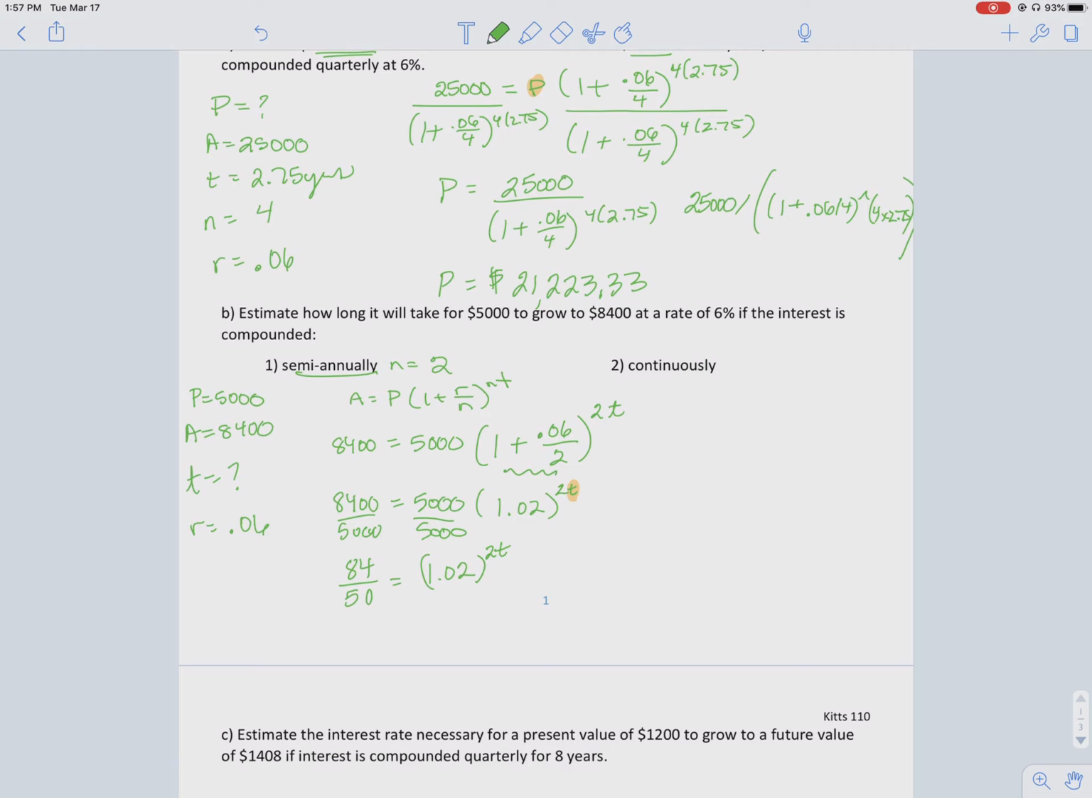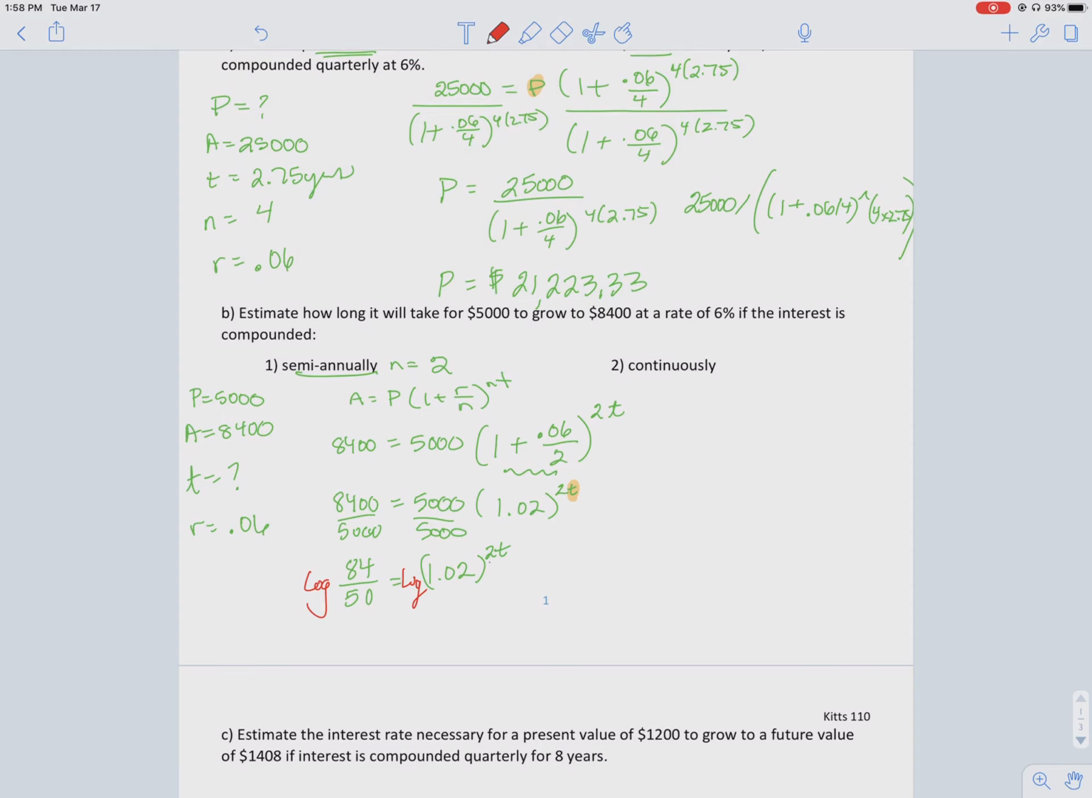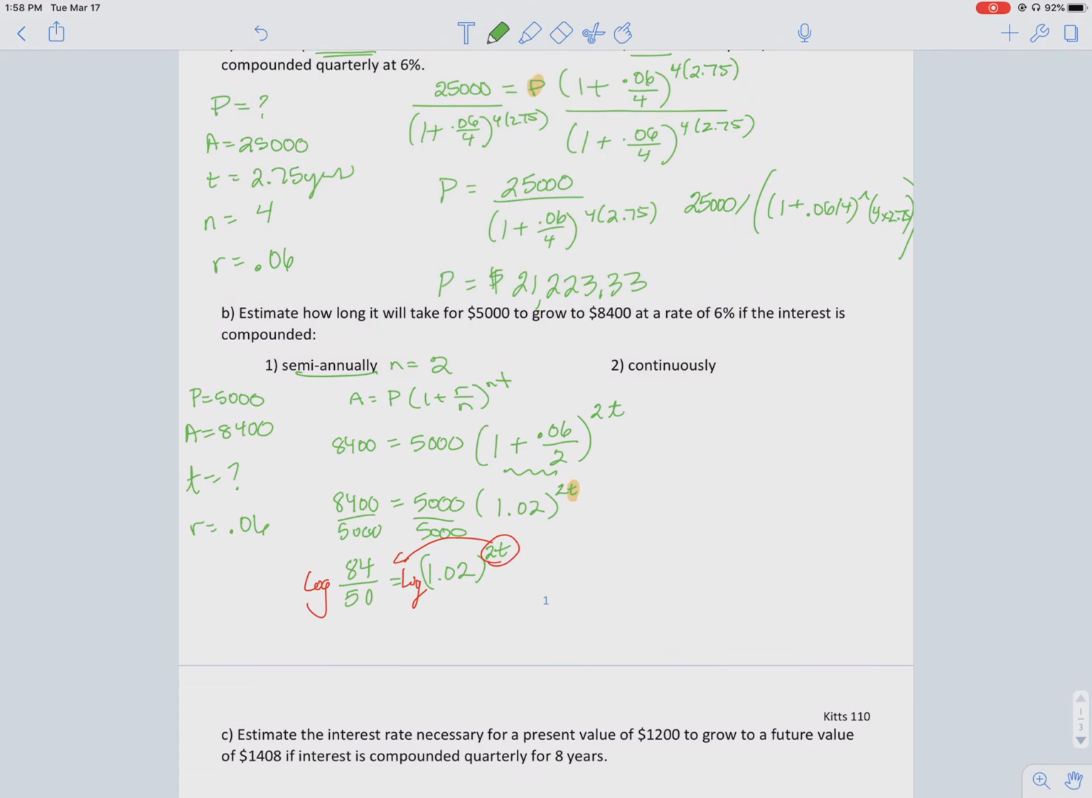Okay, so now I've got to get that 2t down front, right? So I'm going to take the log of both sides, log, or you can say ln, doesn't really matter. So what that allows me to do is bring that 2t in front. So now I've got log of 84 over 50 equals 2t times the log of 1.02 because I brought it down in front.